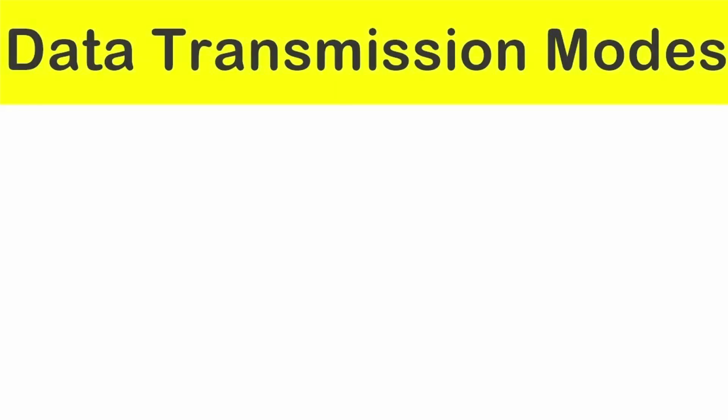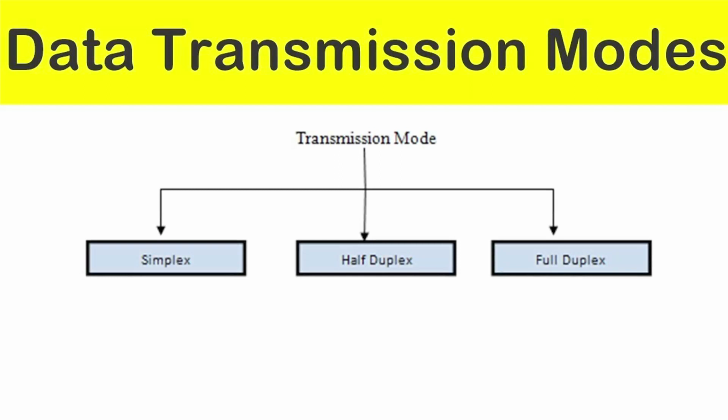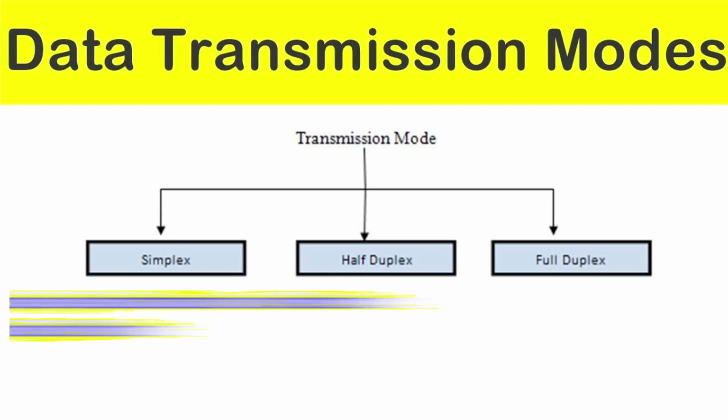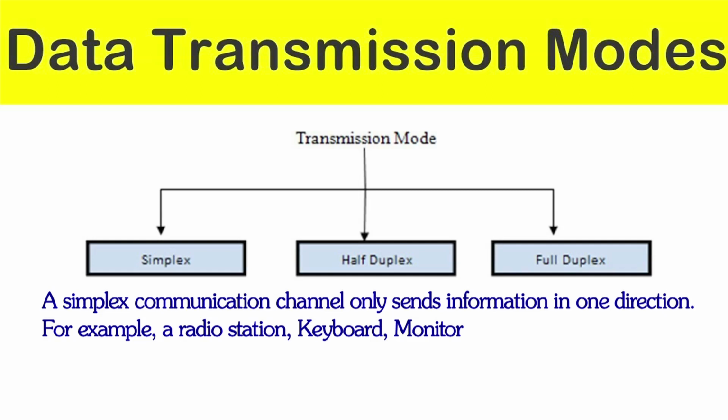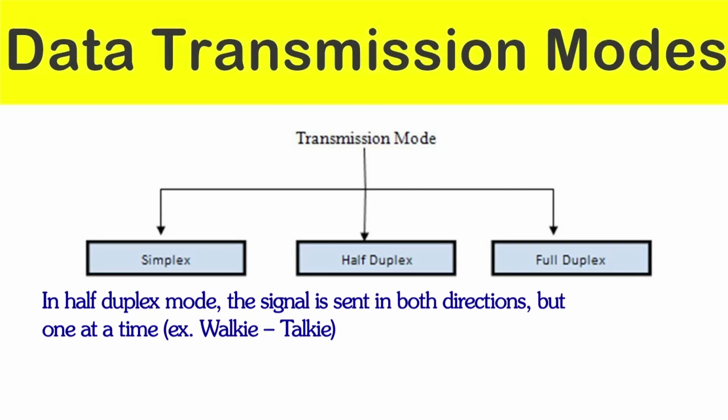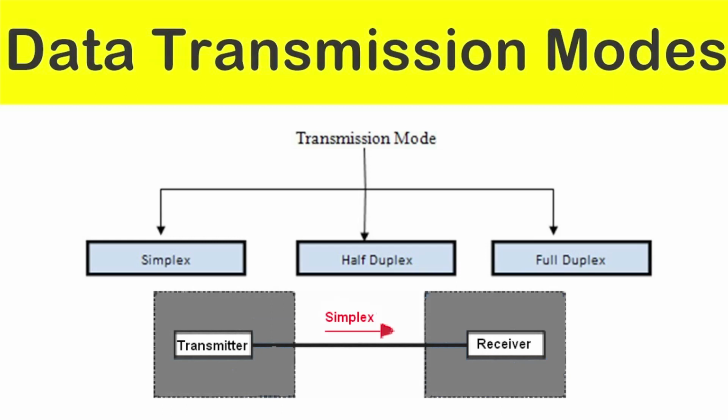The three modes of data communication are simplex, half duplex and full duplex. The basic difference is whether you can send on the channel and also receive. In a simplex communication channel, information is sent in only one direction, whereas in half duplex they can send at one time in one direction and at another time they can receive the signal. In full duplex, it can happen in both directions simultaneously.